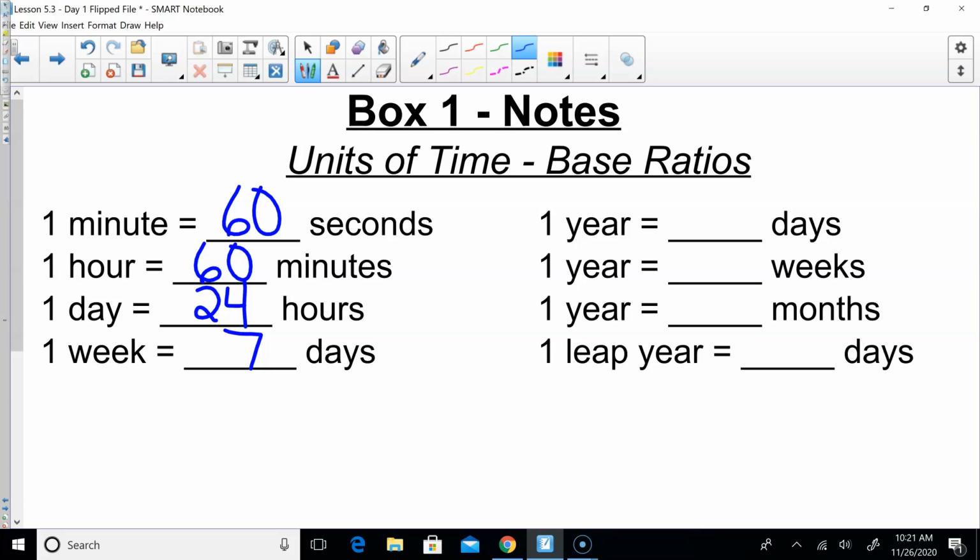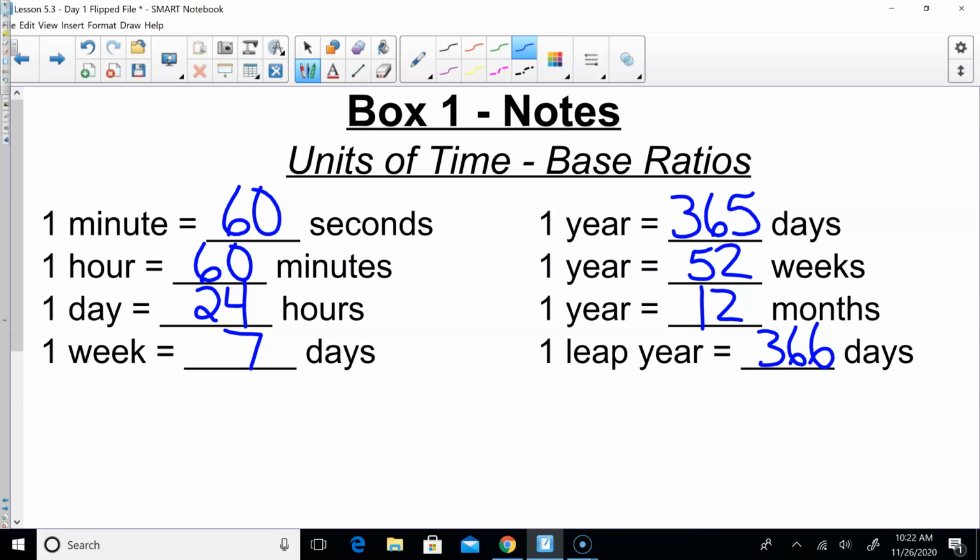How many days are in a year? Well, there are 365 days in a year. In a year, how many weeks are there? There are 52 weeks. In a year, there are how many months? There are 12 months. And in a leap year, notice that we had one this year, because that's where we have that February 29th date that comes up, we actually have 366 days. There's one extra day every 4 years.